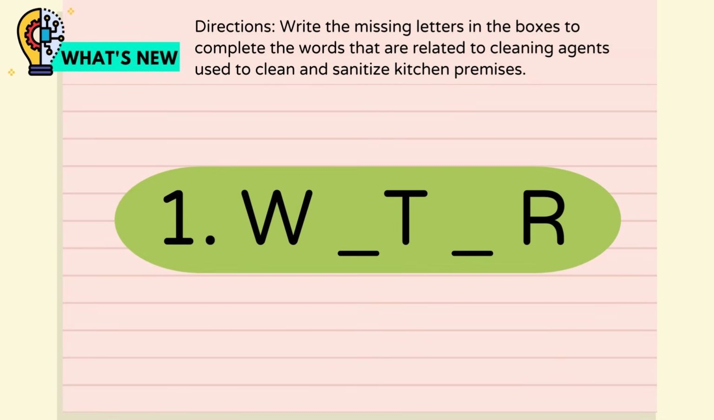But before we proceed to the lesson, let's have a quick recap about our previous lesson. Let's answer this activity. Write the missing letters in the boxes to complete the words that are related to cleaning agents used to clean and sanitize kitchen premises. Can you guess number 1? This is the simplest cleaner of all. If your answer is water, then you are correct.